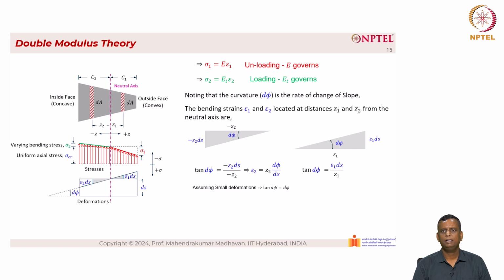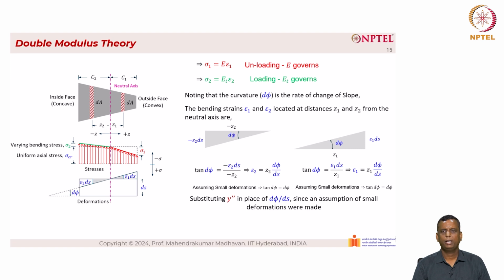Similarly, on the other side, we have tan d phi equal to epsilon 1 ds by z1, so epsilon 1 equal to z1 into d phi by ds. The same small deformation theory is applied here as well. Substituting y double dash in place of d phi by ds, since an assumption of small deformations was made, epsilon 2 equal to z2 into y double dash, epsilon 1 equal to z1 into y double dash.